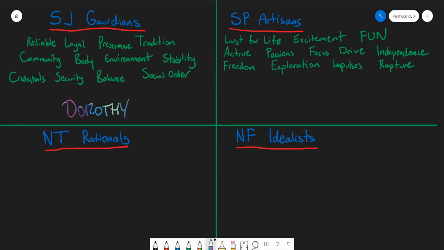All right, so next up are the SPs, or the artisans. From a young age, they're very driven with this lust for life. They want to go out and see what this world has to offer. So anything that is fun or exciting or stimulating is something very attractive to the SPs, because they'll just have this mentality of life's too short not to live, not to have fun. I want to go out and see what this is all about.